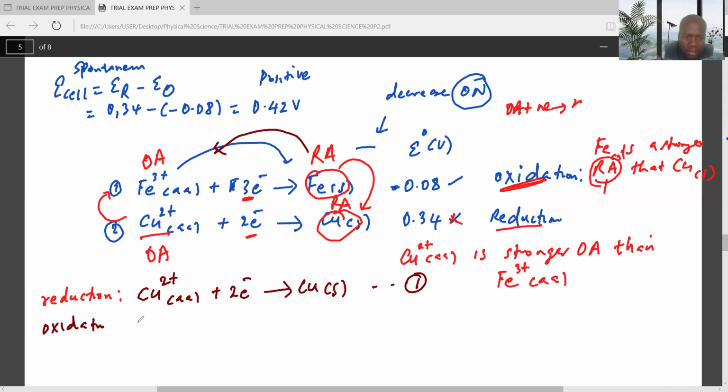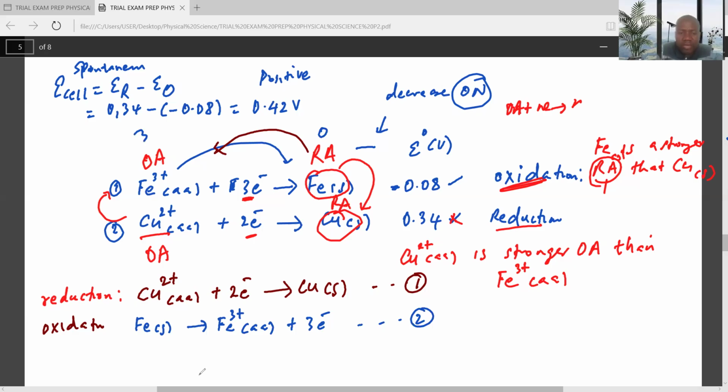Iron gives rise to iron 3+, aqua, plus 3 electrons. Let's look at this. You see, I've changed it, because if we are writing it like this, the oxidation number moves from 3 to 0. Now we want it to move from 0 to 3. So you see, this is 0, there is 3. It means there's an increase in oxidation number, which is oxidation.